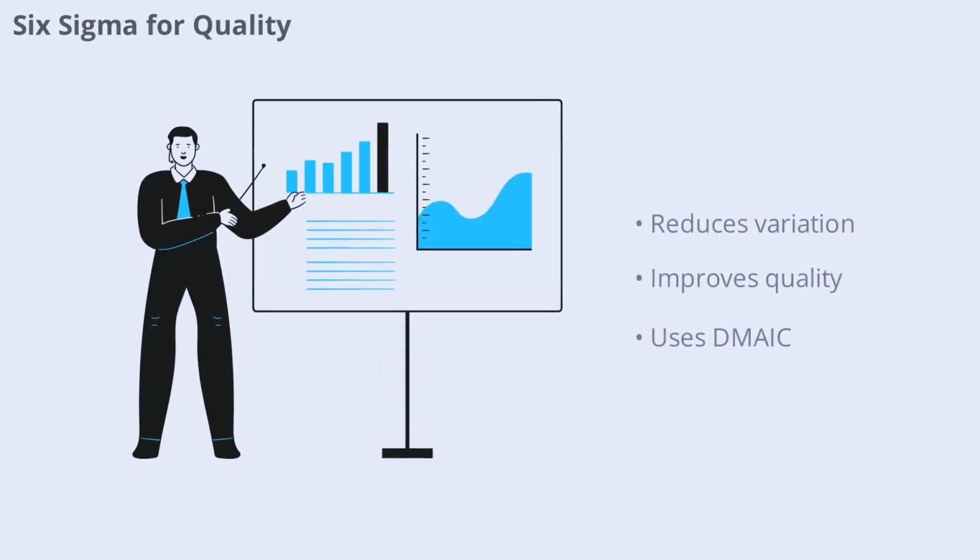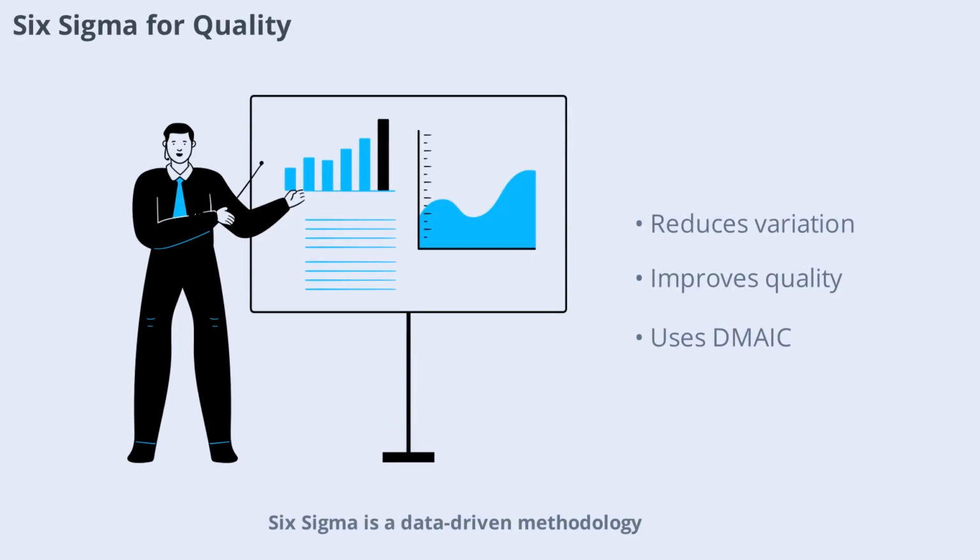Six Sigma is a data-driven methodology for improving process quality and reducing variation. It uses tools like DMAIC, define, measure, analyze, improve, control to systematically solve problems. Incorporating Six Sigma into process design helps organizations achieve consistent, high-quality outcomes and reduce defects.